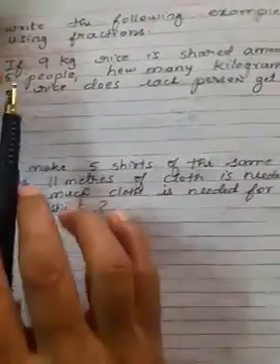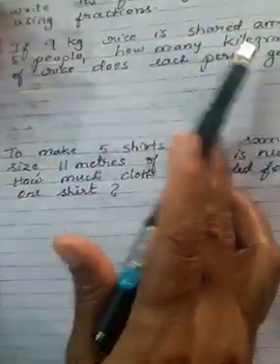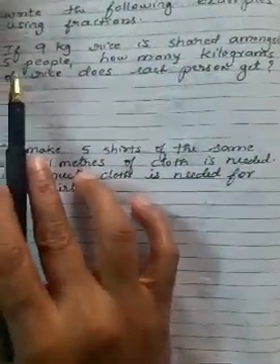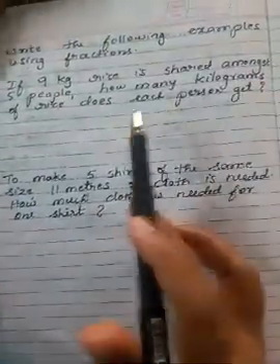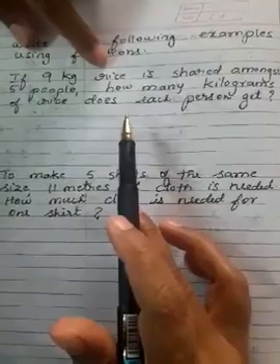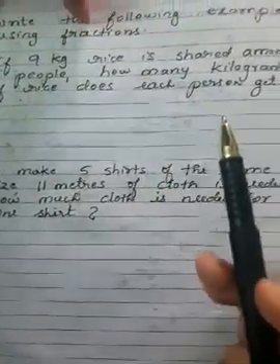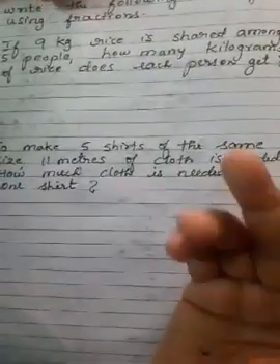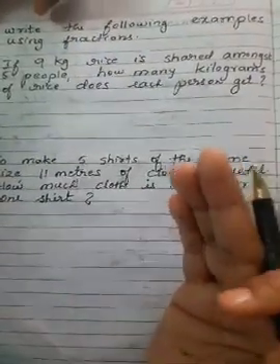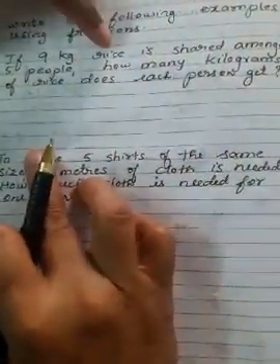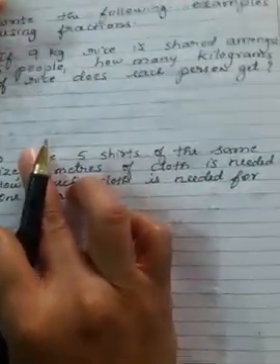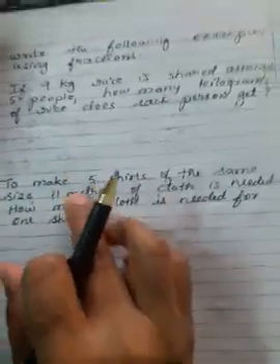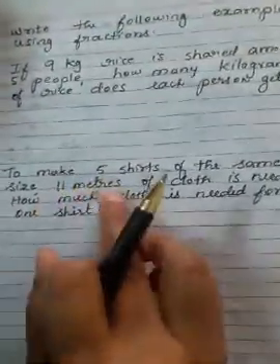Similarly here, what is given? 9 kg of rice is shared amongst 5 people. So how many kilograms of rice does each person get? So how will you write this example using fractions? To find how many kilograms of rice each person gets, you will divide the total rice, that is 9 kg, by the number of people. So 9 by 5. 9 upon 5 is what? It is a fraction. Correct?